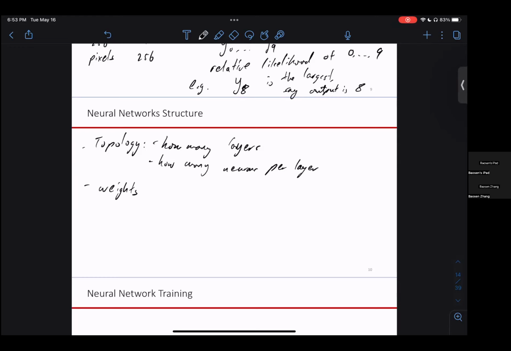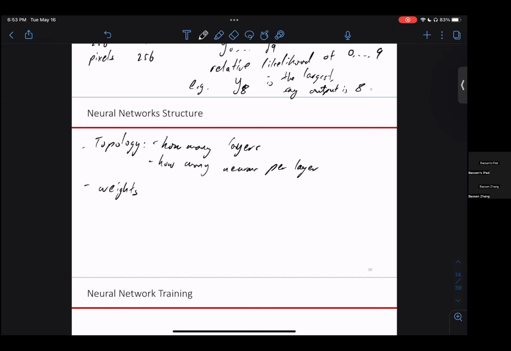There are people who work at Microsoft, for example, that have neural networks with a few hundred layers. Each layer has a few thousand neurons. It takes about a week to train on their infrastructure. And so training can take some time.